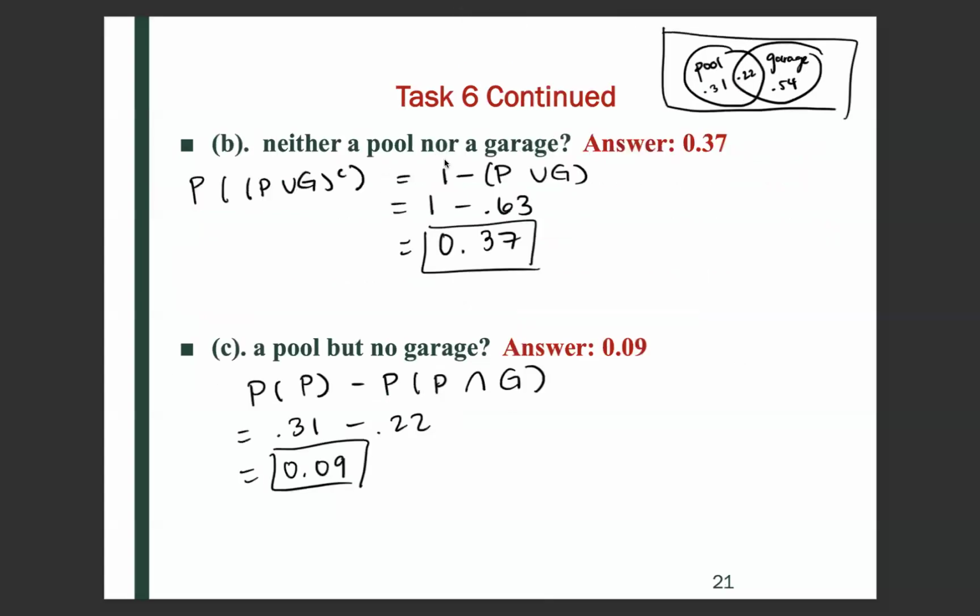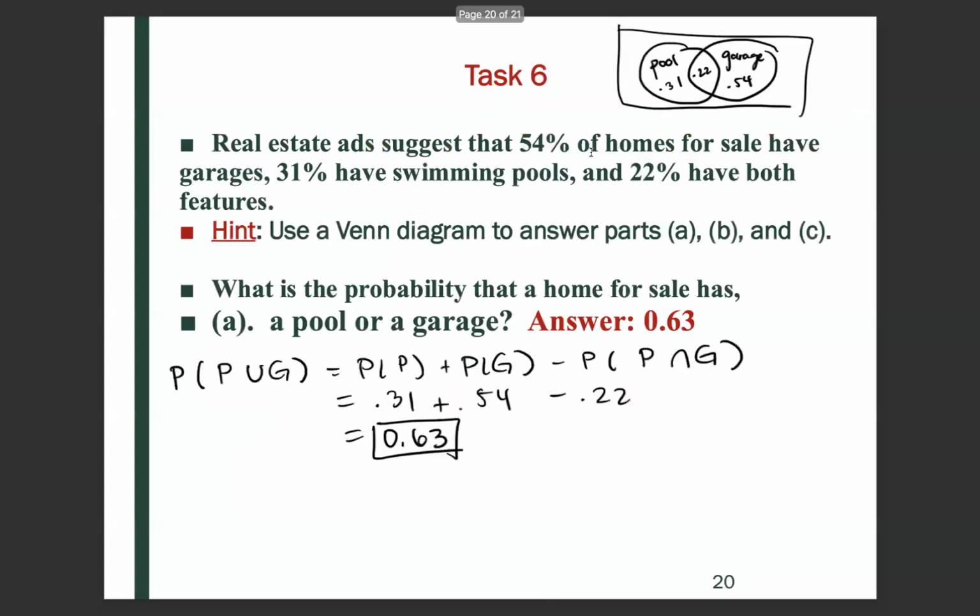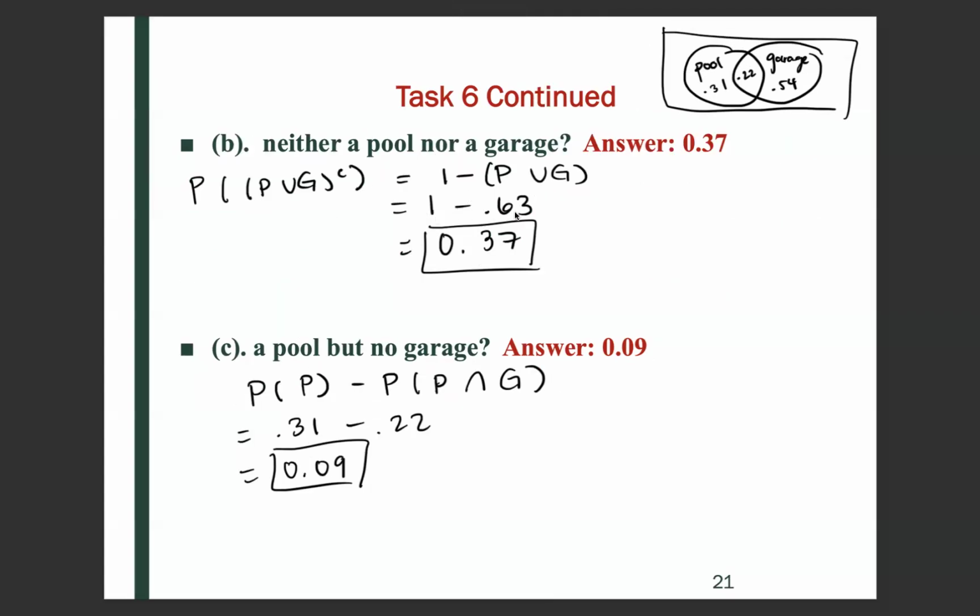What about neither a pool nor a garage? That's the probability of pool union garage complement, which equals 1 minus the probability of P union G. I'm forgetting a P here. This should be a P and then P union G. We previously found the probability of P union G is 0.63. So that's 1 minus 0.63, which is 0.37.